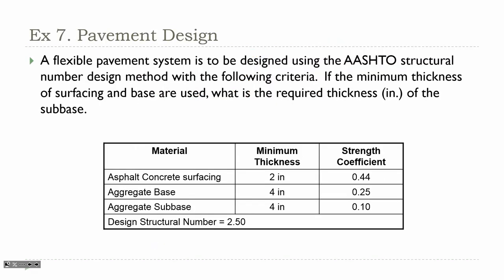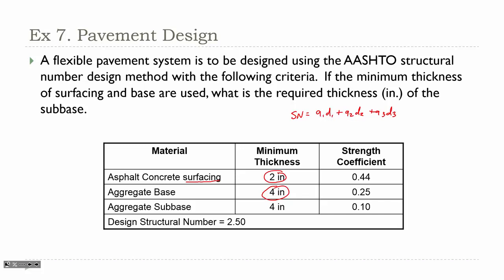So let's look at the structural number calculation first. The flexible pavement system is to be designed using the AASHTO structural number design method with the following criteria. If the minimum thickness of surfacing is 2 inches of asphalt, and the minimum thickness of base is 4 inches, what is the required thickness of the subbase? Just using that equation, SN equals A1 D1 plus A2 D2 plus A3 D3. This entire term A1 D1 gives you the structural number of that specific layer.